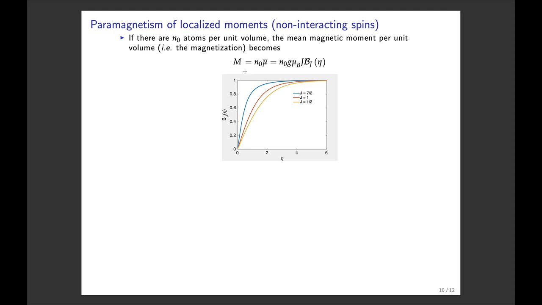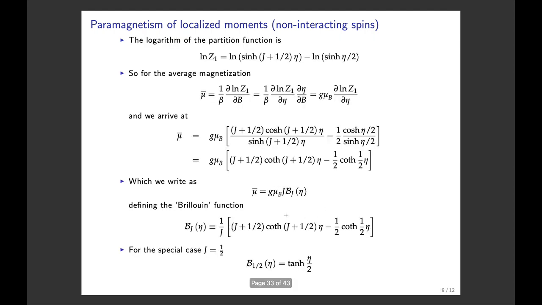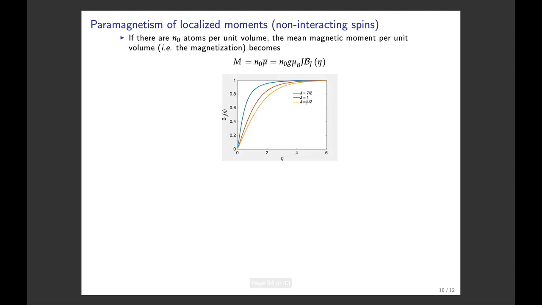So we just multiply the density of atoms per unit volume times the average magnetic moment per spin, and we get the magnetization M here. And so we see it's N0, g, the Bohr magneton, times J, times this Brillouin function. And I've actually plotted this Brillouin function for different spins. So for spin 1/2, it is, of course, just the hyperbolic tangent function. And you can see for higher spins, it just becomes a bit steeper there. And this is a function of this eta.